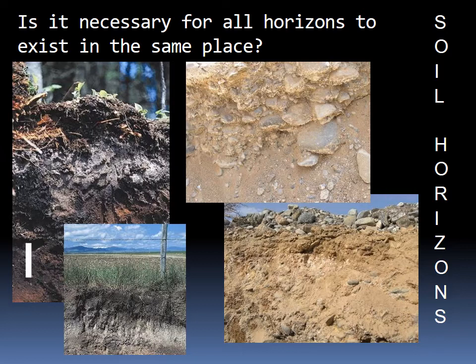Now, okay, we know that the soil formation factors form different layers, and we call them horizons, and we distinguish them by O, A, B, and so on. But the question now is, can we find all of these horizons in the same place? If we go outside here in Oman and dig a pit, can we find all of these 6 horizons in that place? The answer is no, because it depends on the factors.